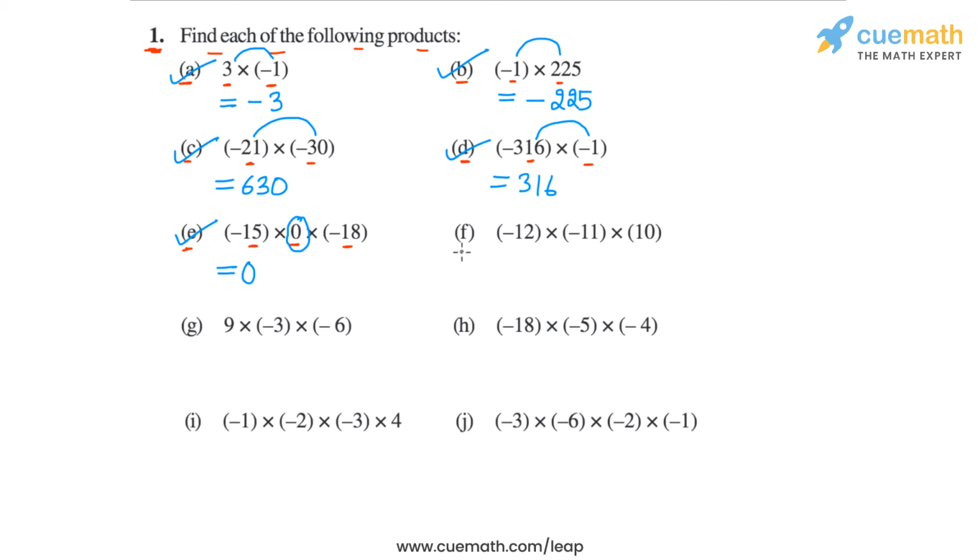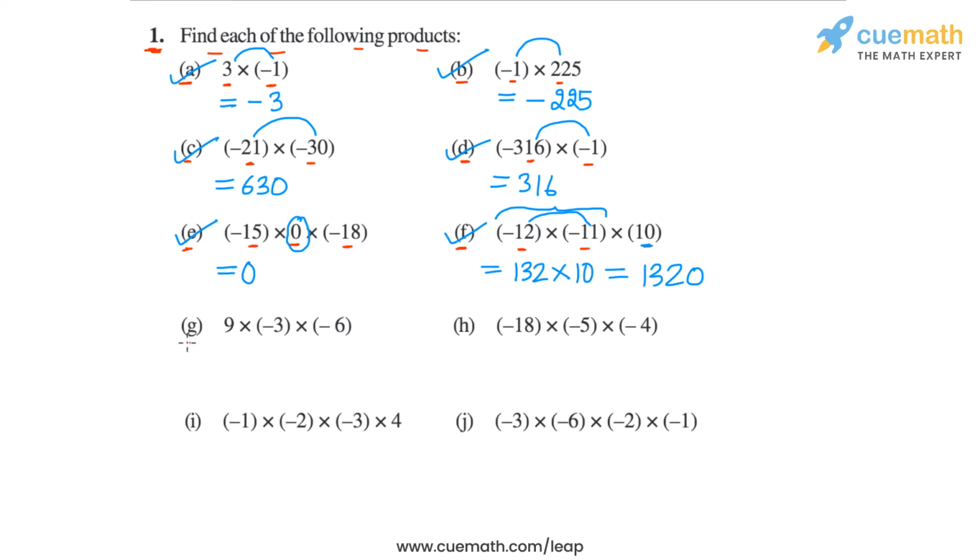Then in part F, we have to calculate minus 12 into minus 11 into 10. So this product has 3 terms. Let's first calculate the product of the first 2 terms, minus 12 into minus 11. The magnitude of their product will be 12 into 11, which is 132, and the sign will be positive. So we will get 132 into the third term in the product. So 132 into 10 or 1320. So this is the product in part F.